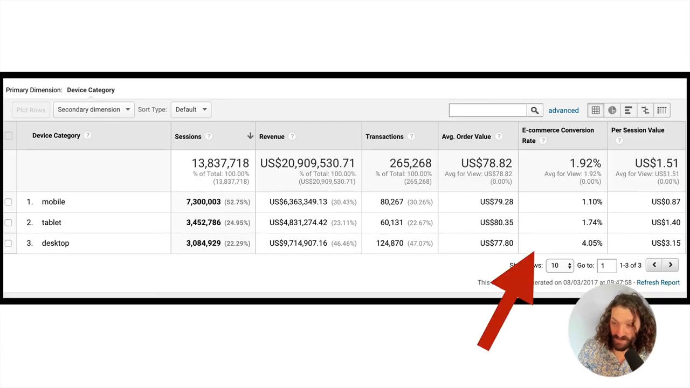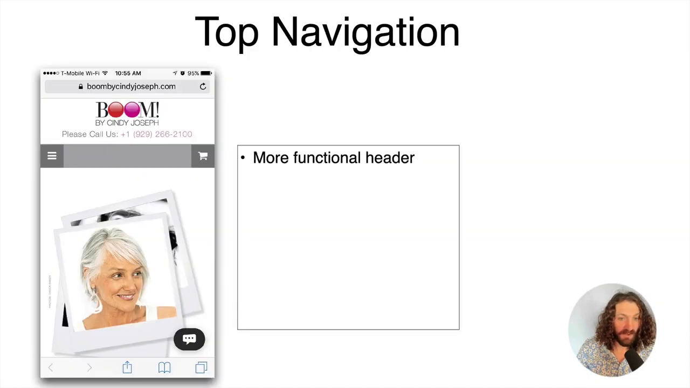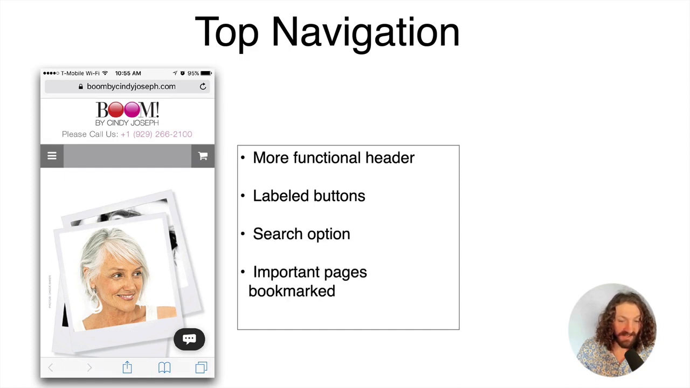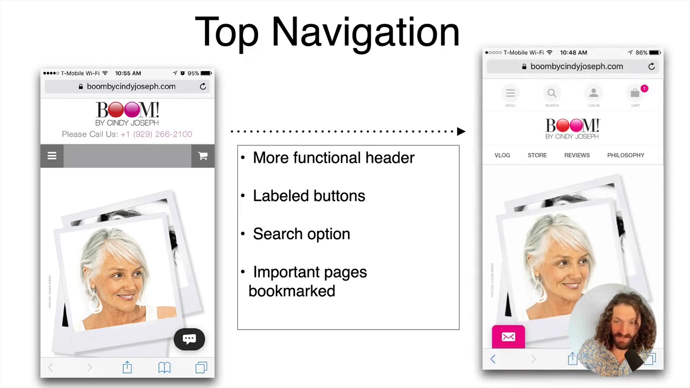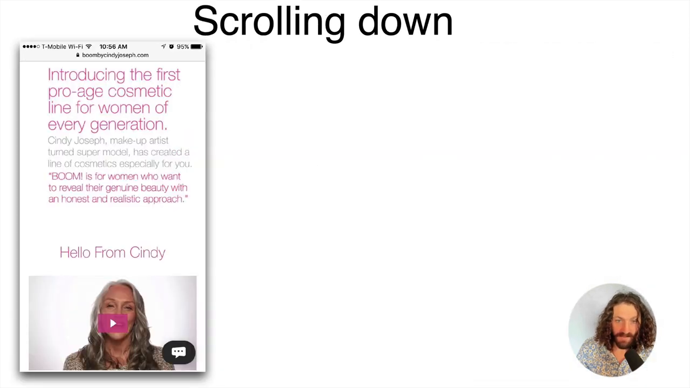But the point is that we realized that our conversion rate on mobile was 4%, and our per session value on mobile was only 87 cents compared to a much higher value on desktop. So we wanted to optimize that. So we added a more functional header by labeling the buttons, by adding a search option, and by bookmarking important pages. So we modified the mobile header in that way.